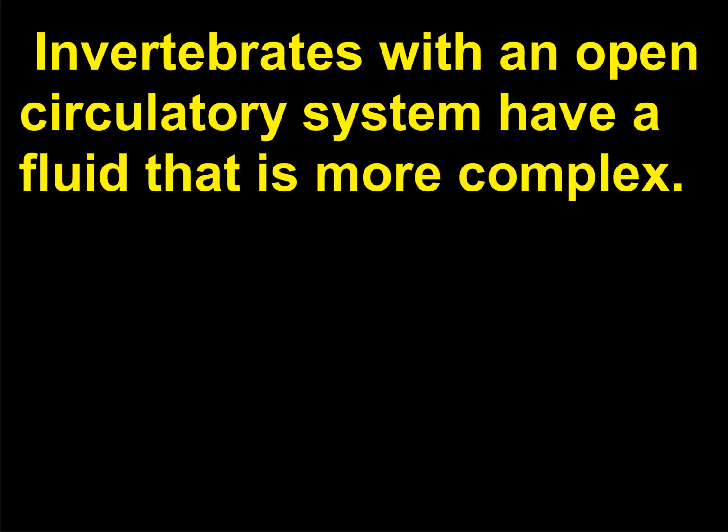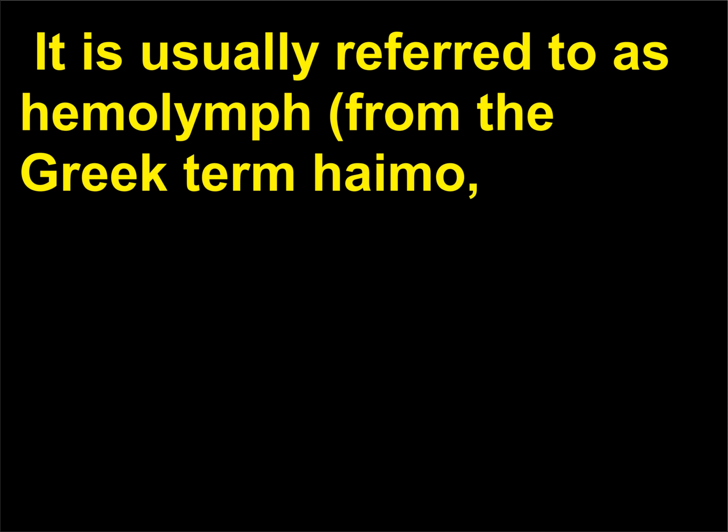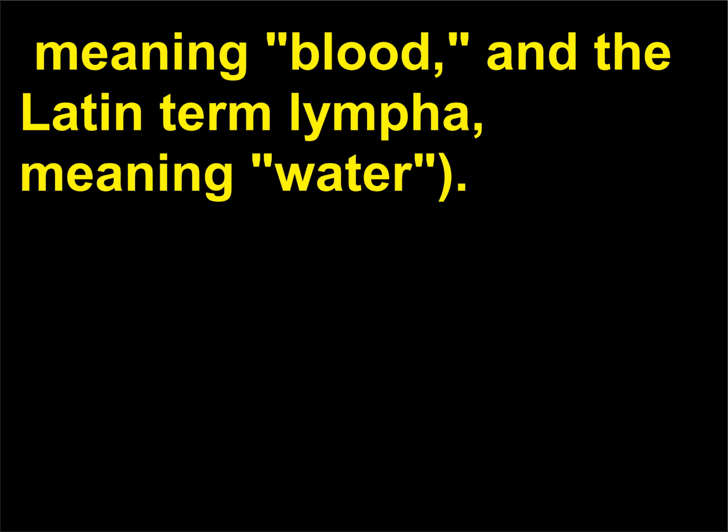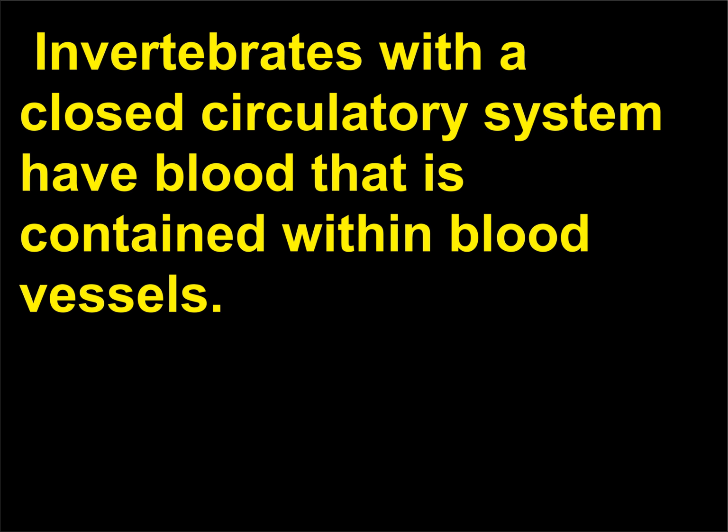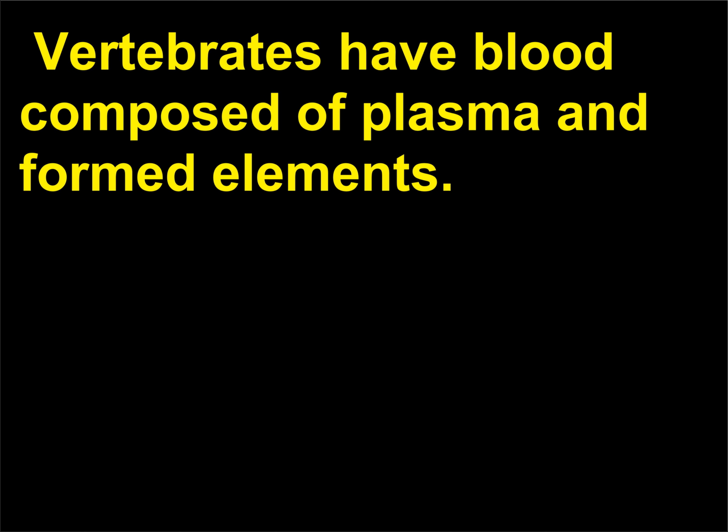Invertebrates with an open circulatory system have a fluid that is more complex. It is usually referred to as hemolymph, from the Greek term haimo, meaning blood, and the Latin term lympha, meaning water. Invertebrates with a closed circulatory system have blood that is contained within blood vessels. Vertebrates have blood composed of plasma and formed elements.